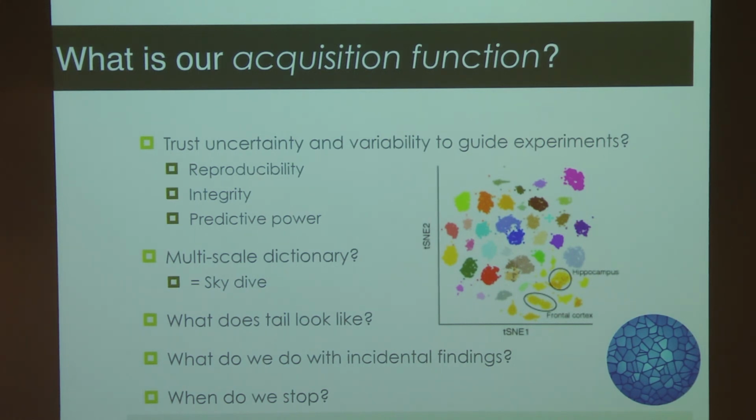I think other questions that, as a statistician, I'm really interested in looking at are: what does the tail look like? What does it mean to have all cell types? Where does an abnormal cell type fit into this tail, and how deeply do we want to sample those? What do we do with incidental findings?